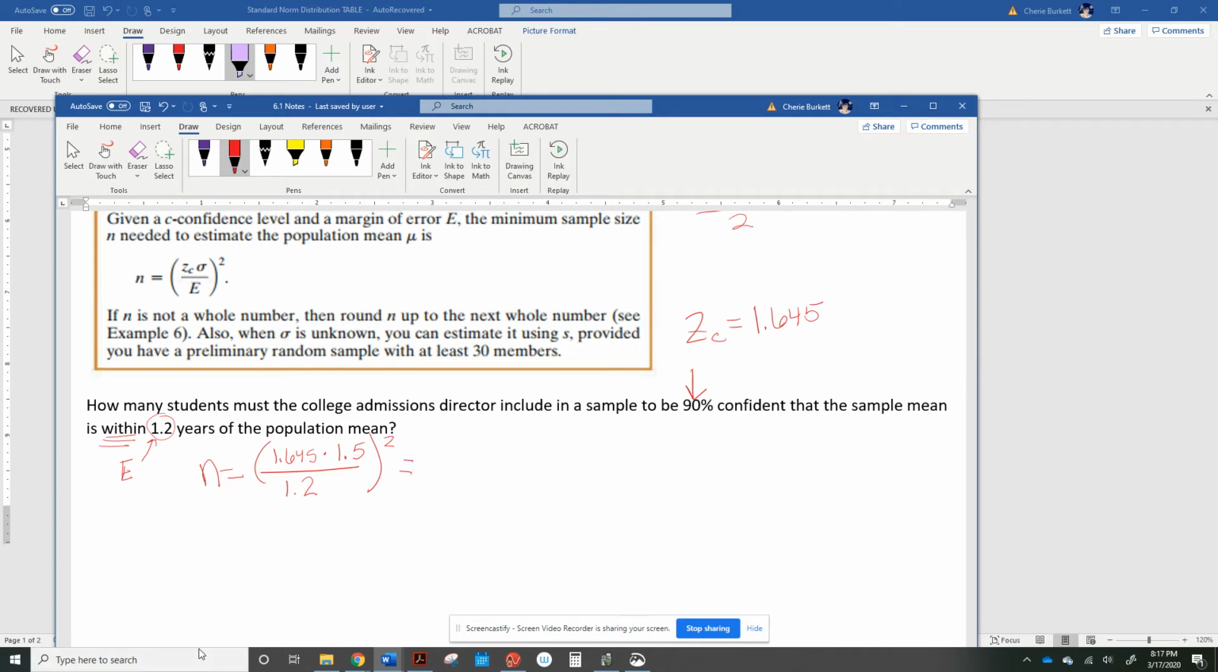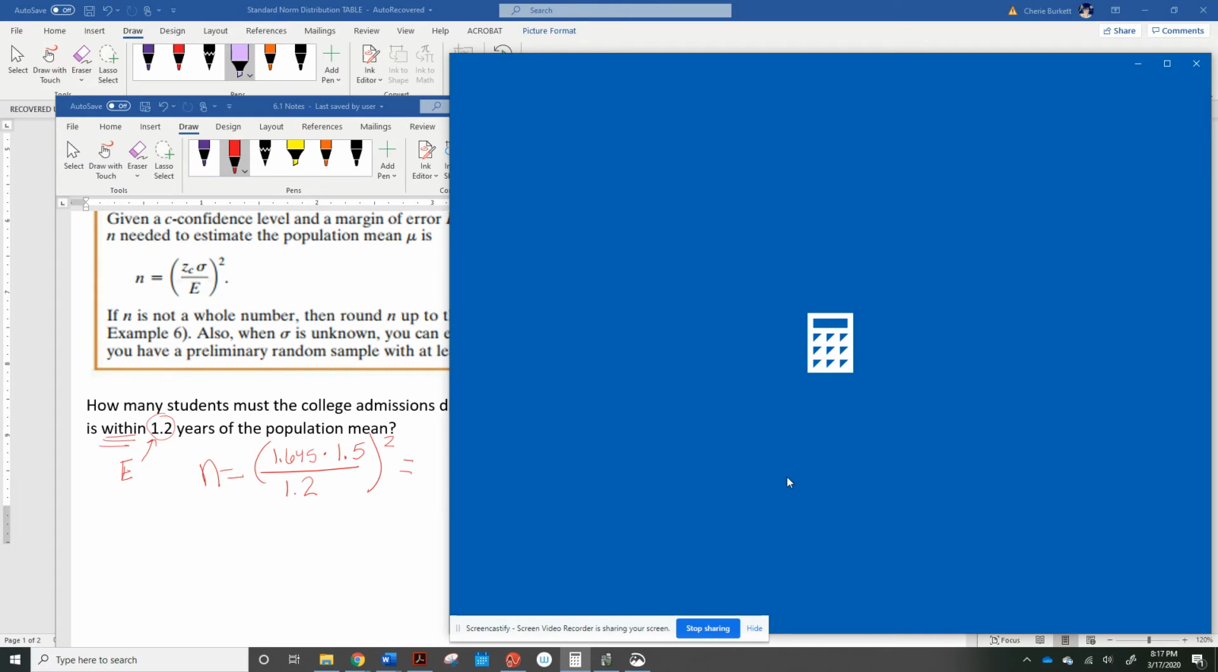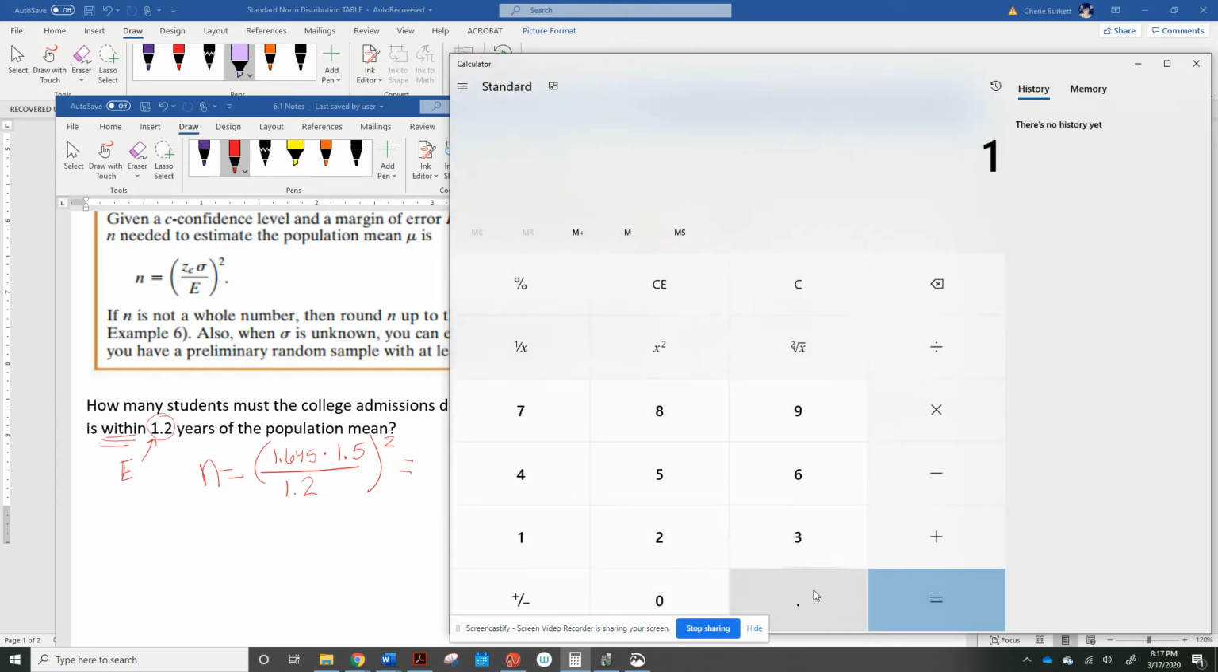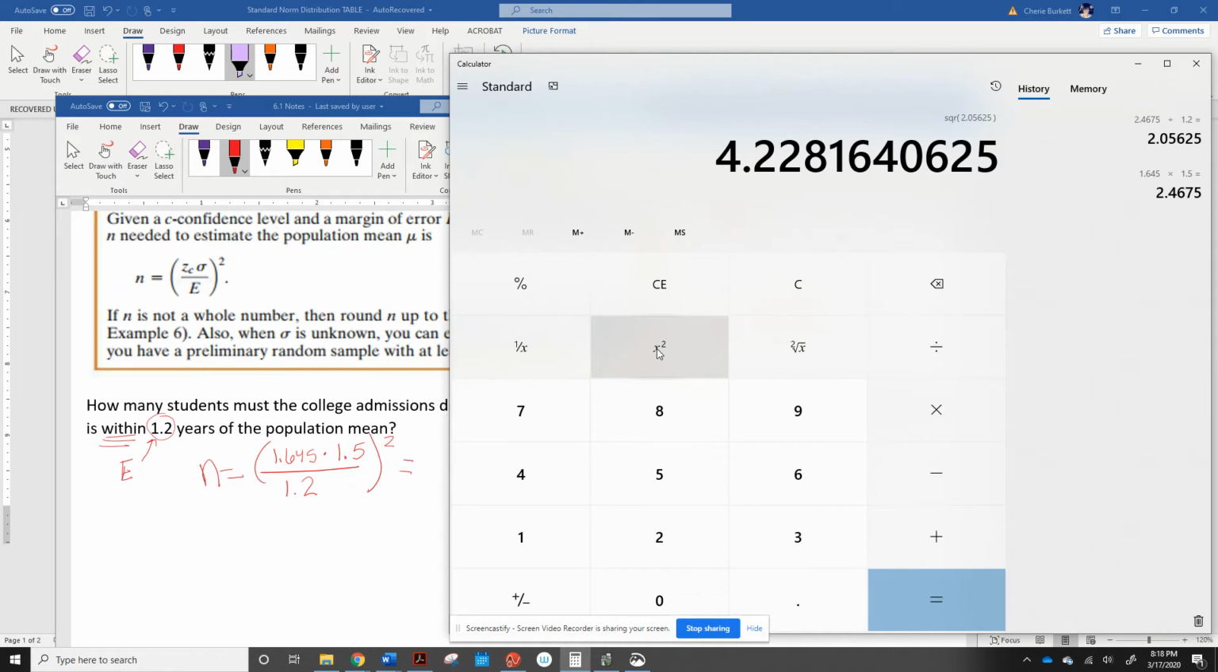Okay, so just go to a calculator. Any old calculator will work. I'm going to do 1.645 times 1.5. I'm going to get an answer. Then I'm going to divide that answer by 1.2. I'm going to get an answer. And then I'm going to square that answer. Okay. And it gave me 4.22.